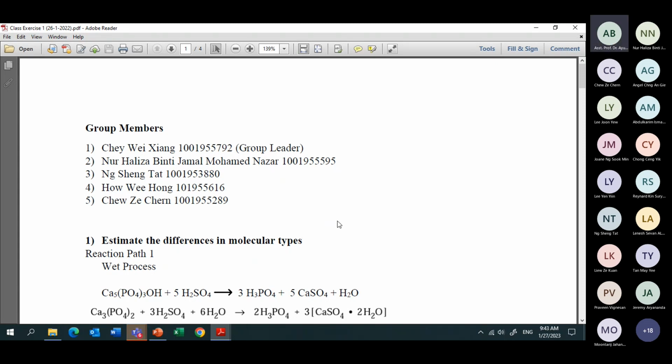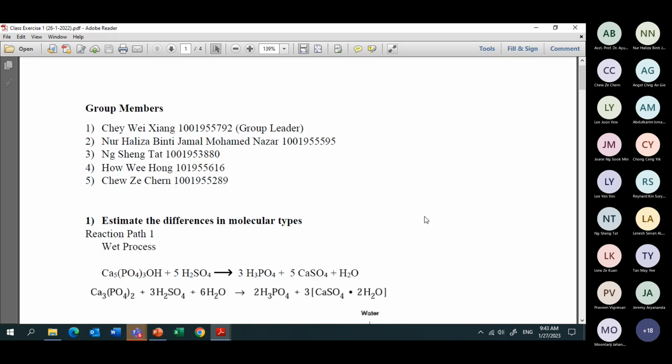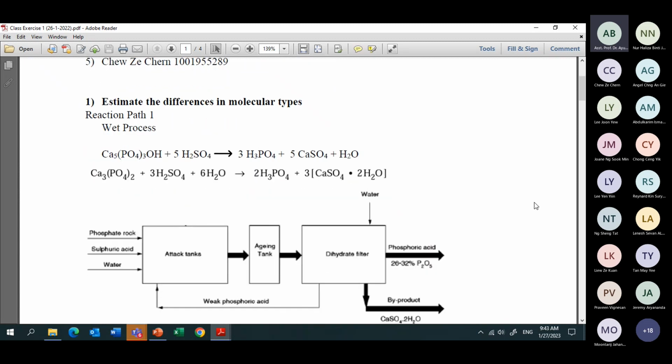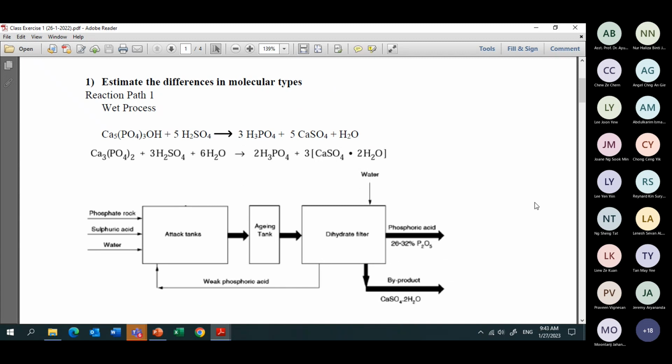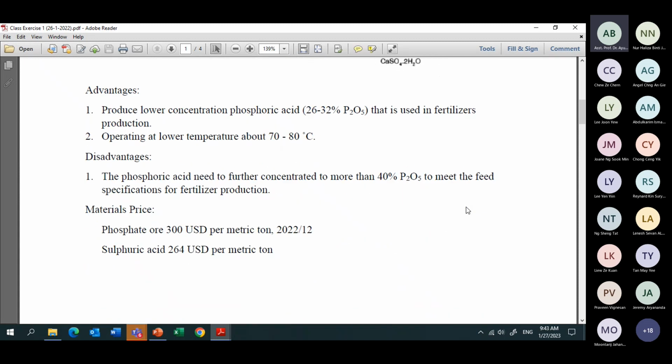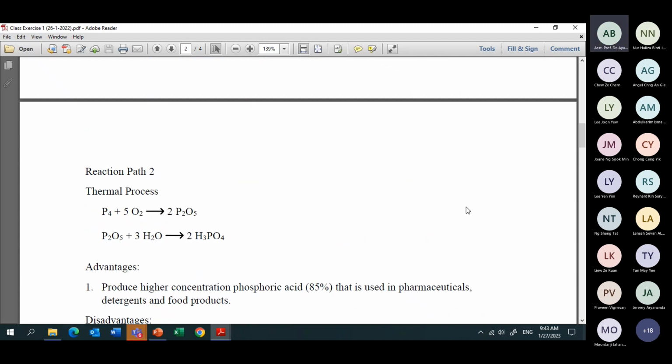Okay, so today we will start discussing this group. Aliza, Shuntat, Wei Jiang, Wei Hong, and Zhechen. Okay, they compare for the first one, differences in molecular types. They compare 2 reaction paths. First of all, this is production of phosphoric acid. Okay, there are 2 processes, wet process and also thermal process.